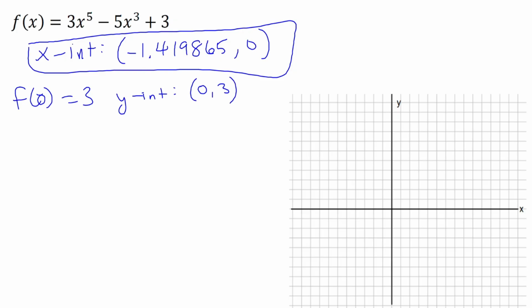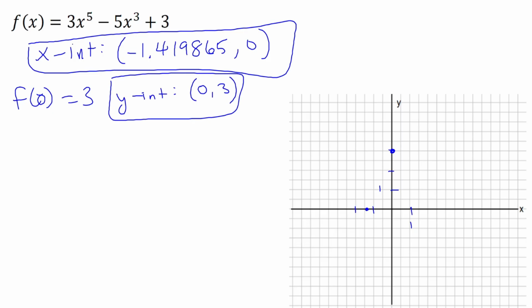So we're definitely going to plot that point 0, 3, and we're going to plot the point negative 1.419865, 0. So I think we'll just make every 2 spaces 1 this time. So 0, 3 is going to be right here, and negative 1.4 should be right around there. Just in the interest of saving space on my graph, I'm not going to label the points on my graph. I did ask you to do that in the assignment. You can see in the answer key I've done that, but that's going to make it a little bit too difficult for me because I don't have as much space as I would if I had a full sheet of paper for the graph.